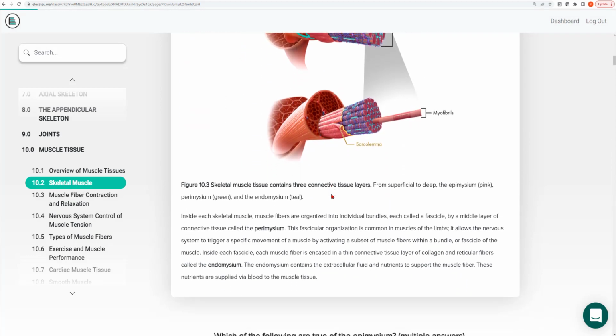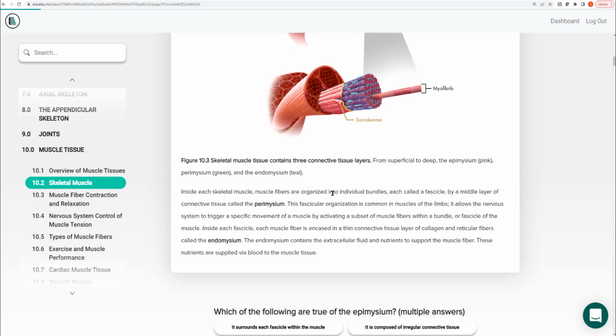Now, there's a really great video here that will help you visualize these three different connective tissue layers. As we think about why we need these connective tissue layers, remember that your muscles need a lot of oxygen. They need a lot of energy. They need a lot of nutrients. So there has to be a lot of blood flow into your muscles, and every one of those muscle fibers needs a constant supply of oxygen and nutrients. So there have to be blood vessels that travel down to the individual cells within a muscle.